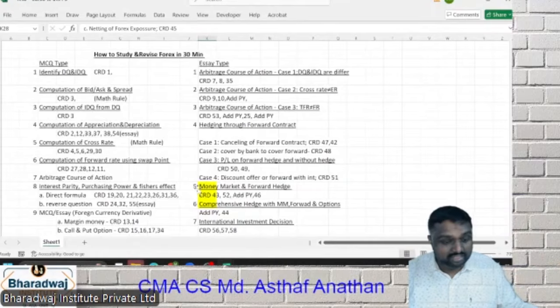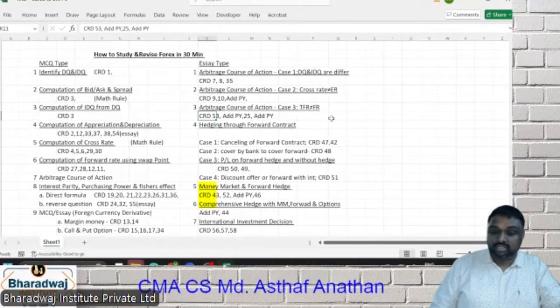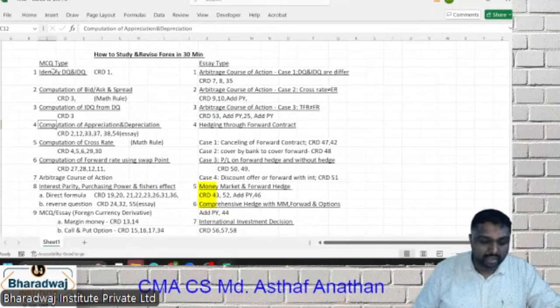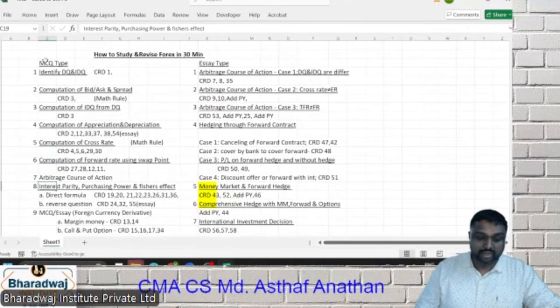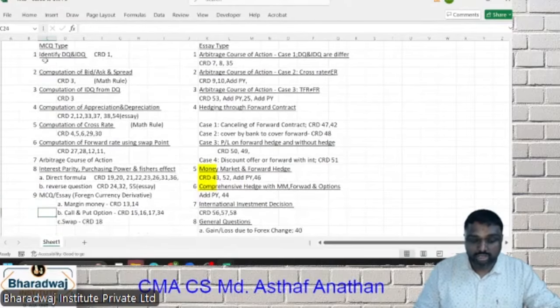We discussed such questions in the class also. You can refer to class question 53, previous year question 25. Then direct quote, indirect quote, bid-ask, appreciation, depreciation also as MCQ. This is the MCQ model question you can expect. Arbitrage questions also, the interest parity theory I told, directly or the reverse way. Then margin money questions, call put questions can also come for the exam.